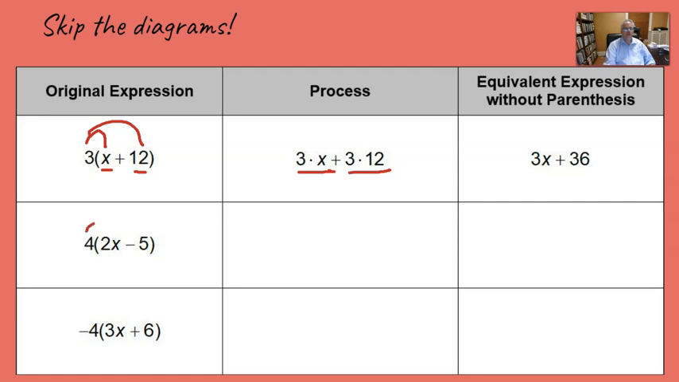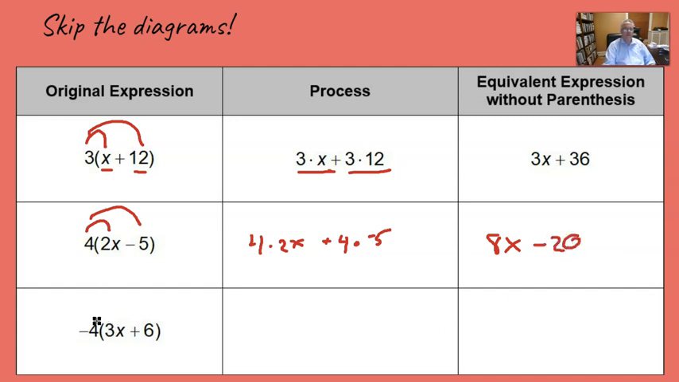So on this one, we're going to do 4 times 2x. We have 4 of those. We're going to have 4 minus 5's. So this is going to be plus 4 times minus 5. 4 times 2x is 8x. 4 times a negative 5 is negative 20. We're going to write that as minus 20.